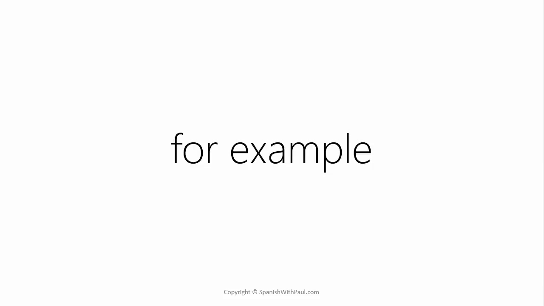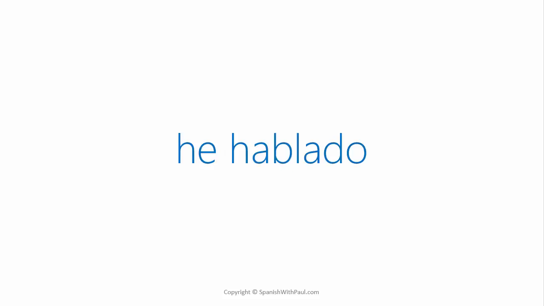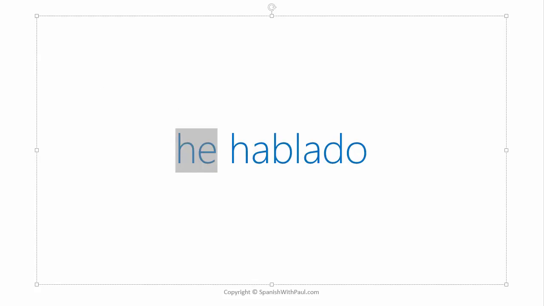Let's start from zero and just take the verb to speak, which is hablar. So here we have the infinitive, the full verb. Now, we know to say I have spoken, that would be he hablado. Here we have the he coming from haber, which means I have, and hablado is the past participle, where we have the ado for AR verbs and ido if it is not an AR verb. So I have spoken, he hablado.